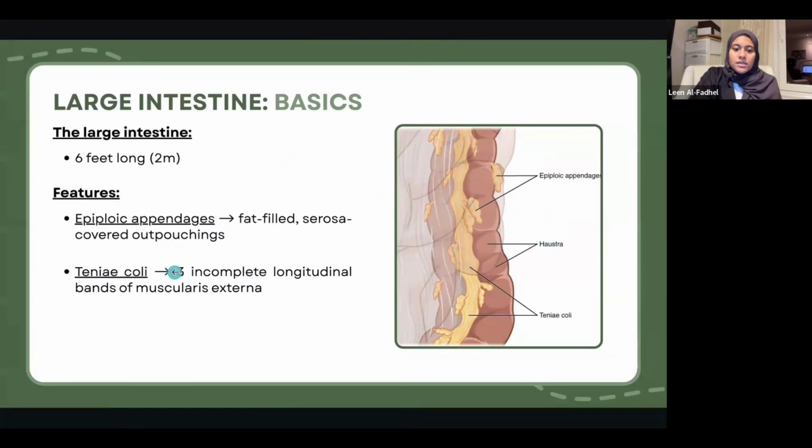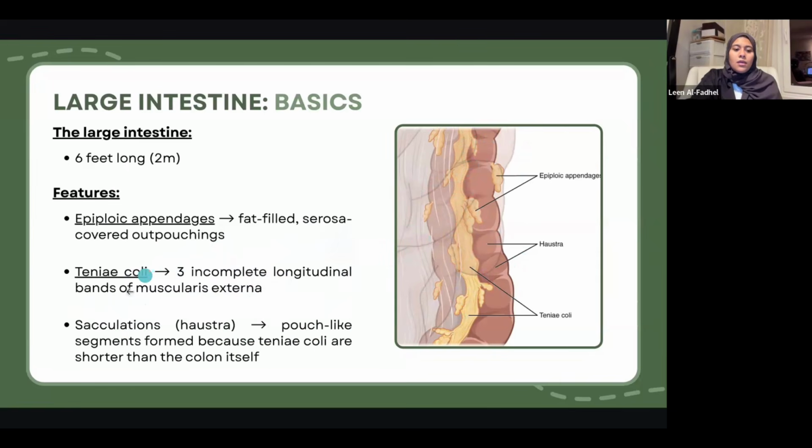You also have something called the tinea coli, which are basically 3 incomplete longitudinal bands of muscularis externa. So it's just 3 bands of muscles running along the large intestine. Where's the tinea? Yeah, here's the muscles. Tinea coli, okay? And bands of muscularis externa. Underline 10 times on muscularis externa. Seen that in the red files.